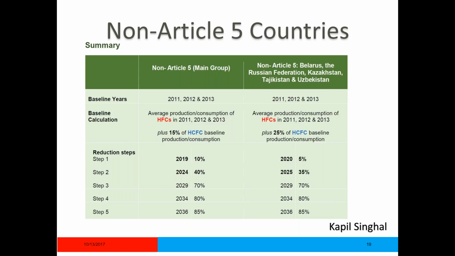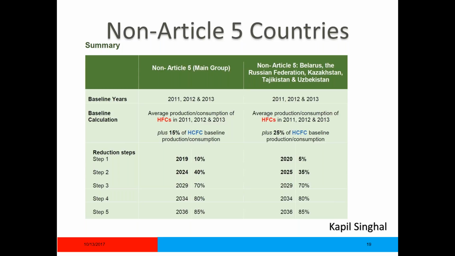Now this chart is a summary of non-Article 5. Non-Article 5 is kind of developed nations, you can say. Within non-Article 5 there are two groups, but both are almost similar. Russia, Kazakhstan, Tajikistan, Uzbekistan and Belarus have taken a slight delay in the start of the phase down program, but from 2029 onwards they are going to meet the same baselines as the other main group of non-Article 5 countries.